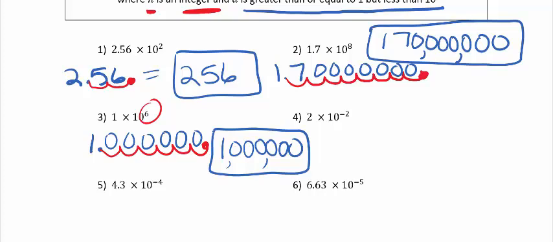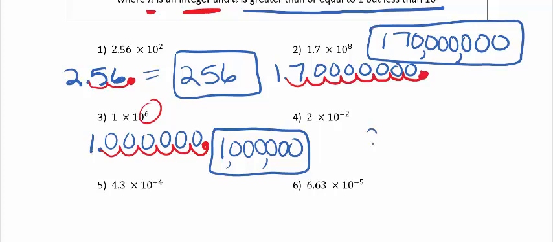So the first 3 problems all had positive powers. So each time we were moving the decimal to the right. And all of these were very big numbers. Now we're going to look at what happens when we have a negative power.